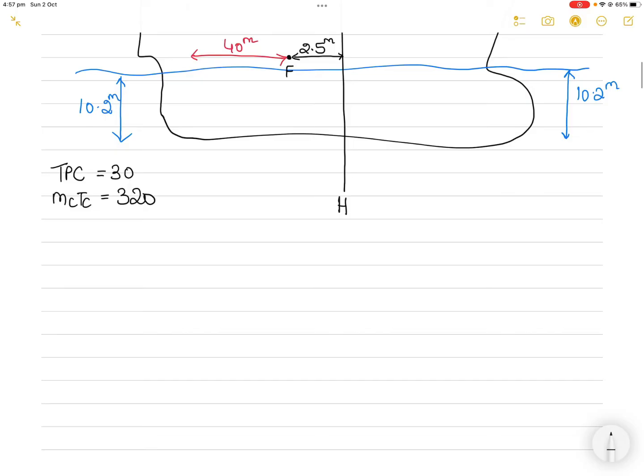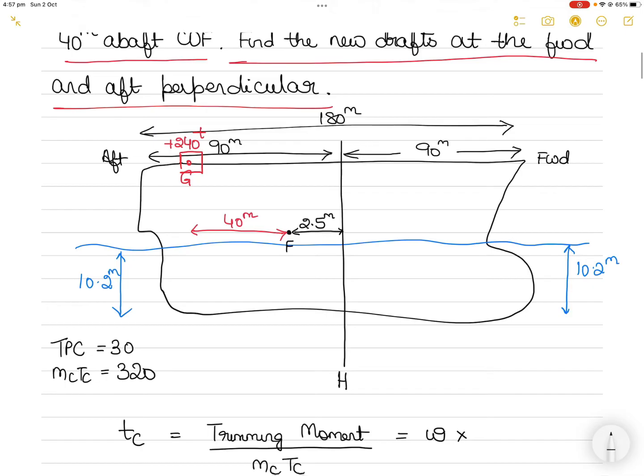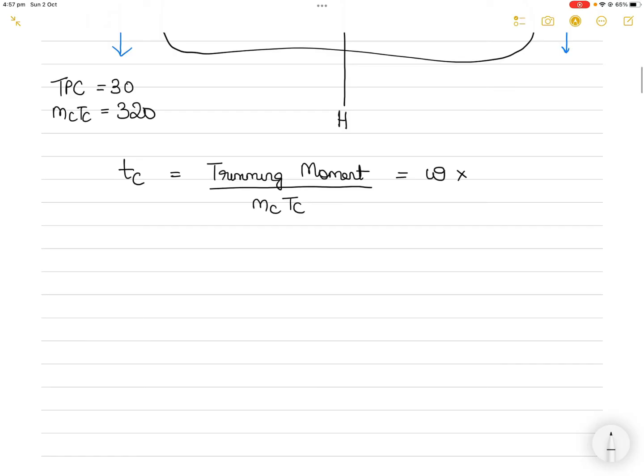All right. So the first thing I will do is overall change in the trim equals trimming moment, or we also sometimes write it as TM, trimming moment, divided by MCTC. So what is trimming moment? Trimming moment is nothing but weight loaded, discharged or shifted multiplied by the distance between the center of flotation and the center of gravity. So the distance G to F. G to F is given to you already, 40 meters abaft of center of flotation. So you can say weight times G to F divided by MCTC.